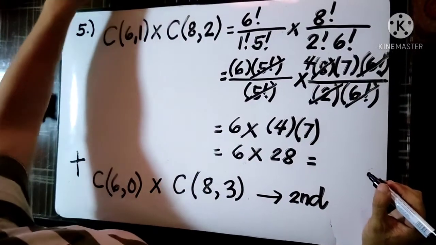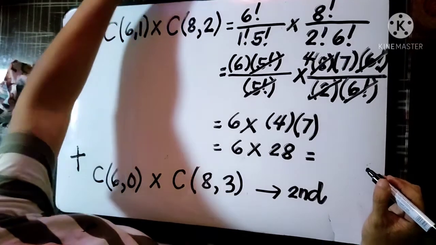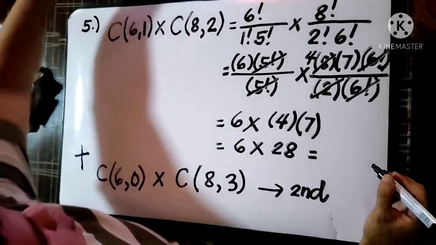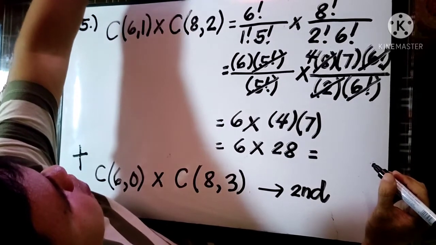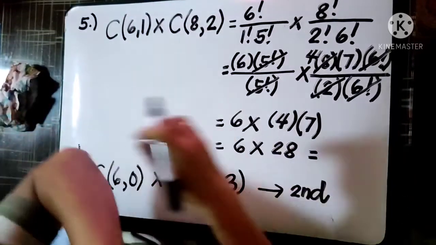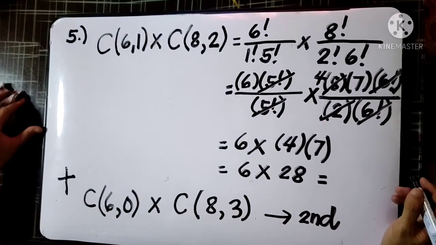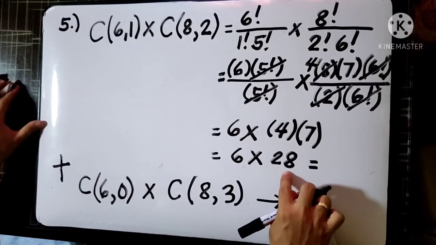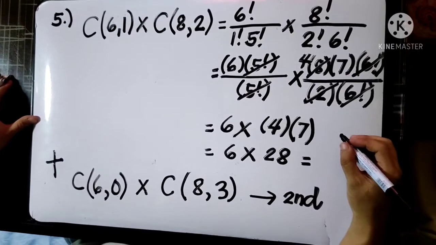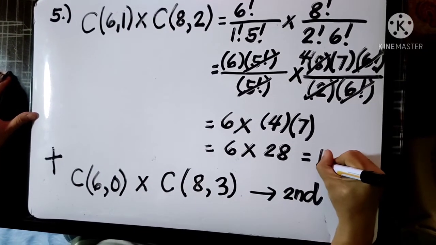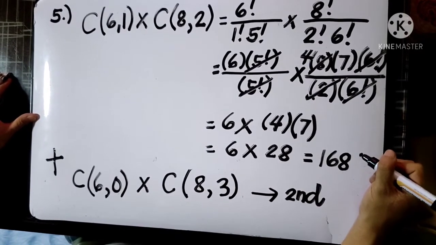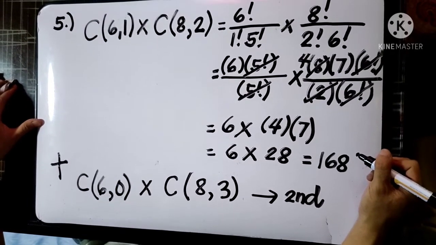So you have 6 times 28. So you'll have 6 times 28 is equal to 168. So that is for the first situation.